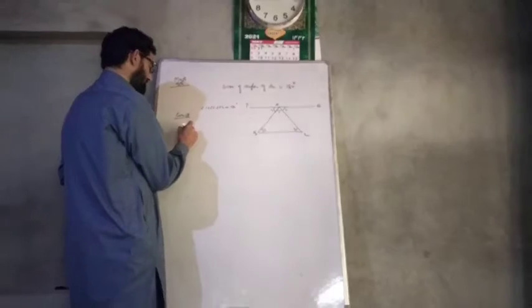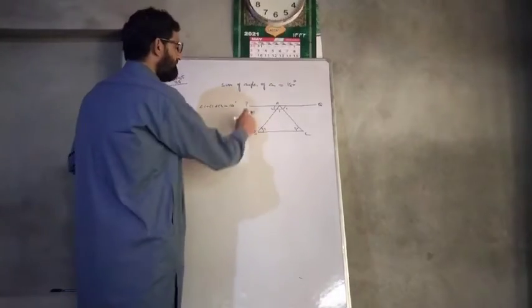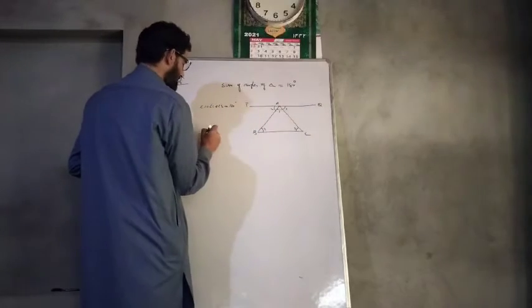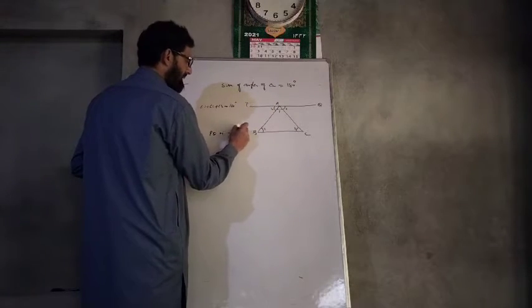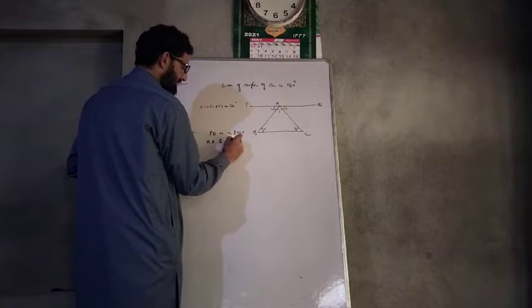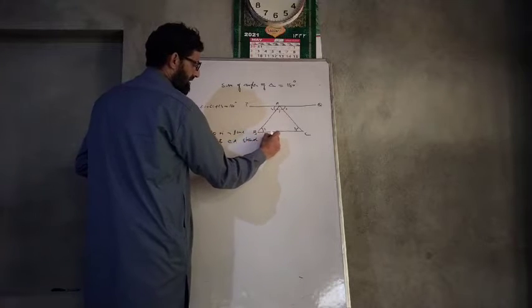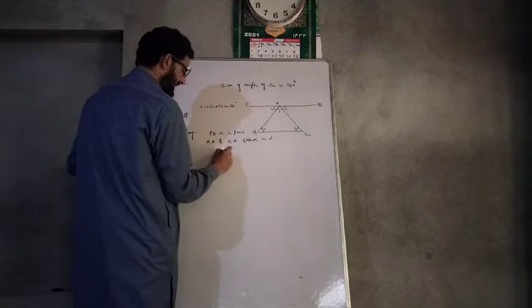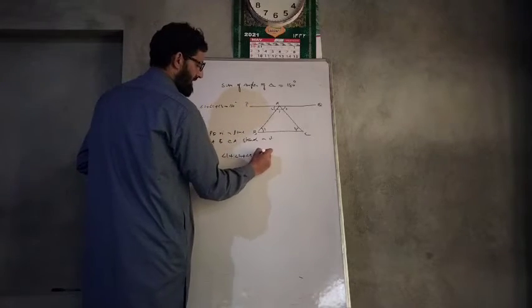Now the proof is: PQ is a line segment, and BA and CA stand on it. Therefore, angle 1 plus angle 4 plus angle 5 is equal to 180.